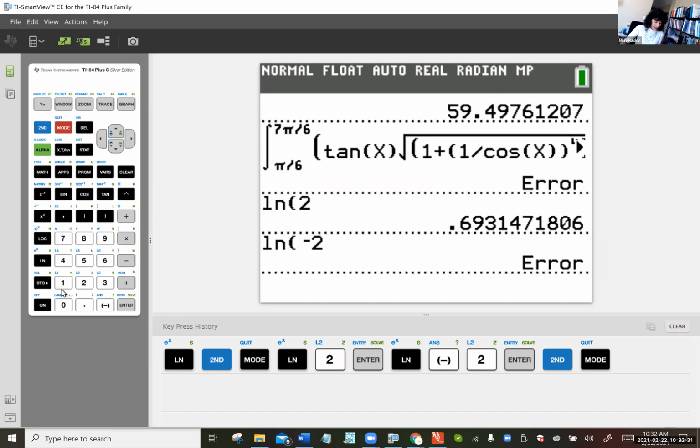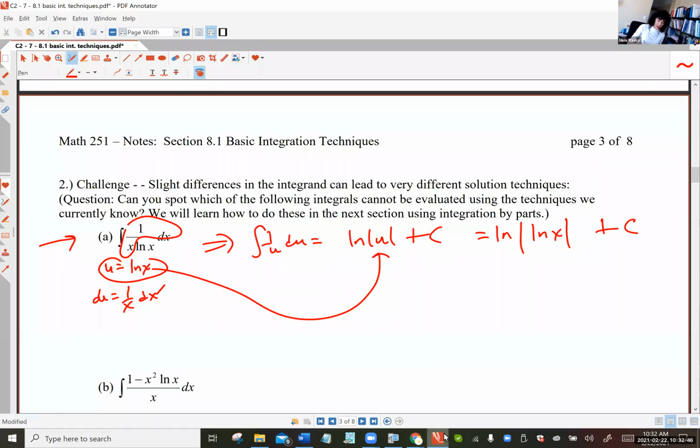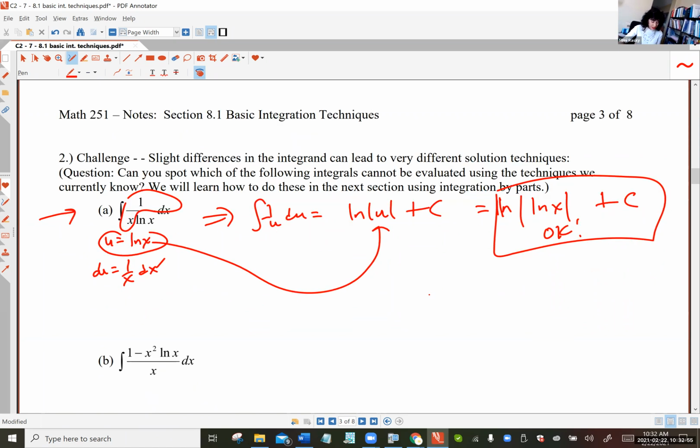Okay, what about ln of ln of 2? I don't know. Let's just find out what happens when we do it. It could be weird. No, it was okay. So it's totally okay to take an ln of an ln. It's legit. So in other words, this is an okay answer. You can take a logarithm of a logarithm. Okay, so I'm done with letter A.